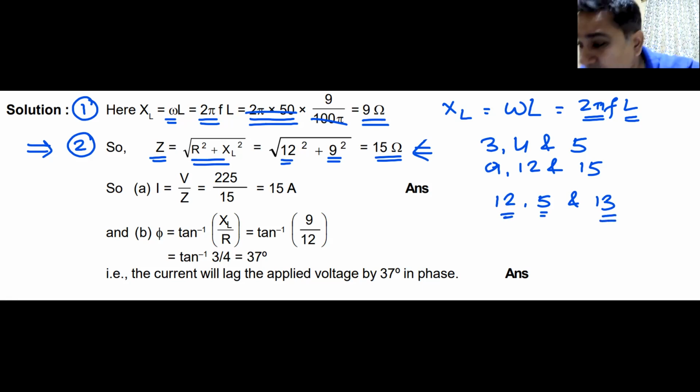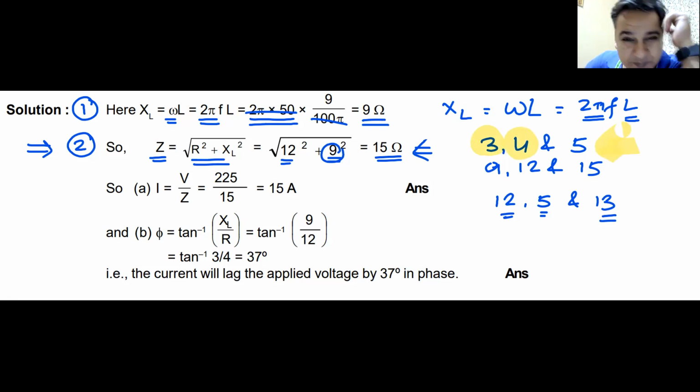Now why do you need to remember these Pythagorean triplets, as many as you can? If you find that one of these, XL or XC or R, is 9, the other one will come as 12. That is how questions are framed. If one of these values is coming as 3, the other value will come as 4, so that the answer becomes 5. So if you remember these Pythagorean triplets, the question will become very simple.